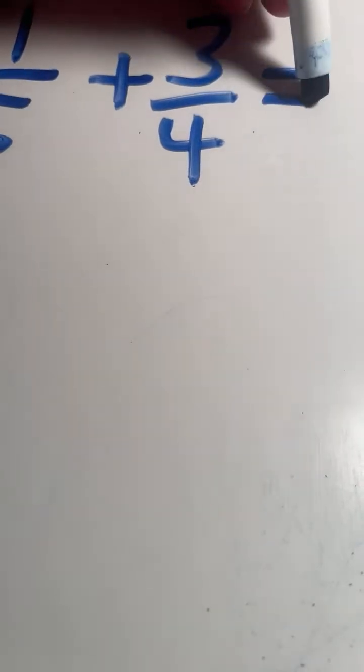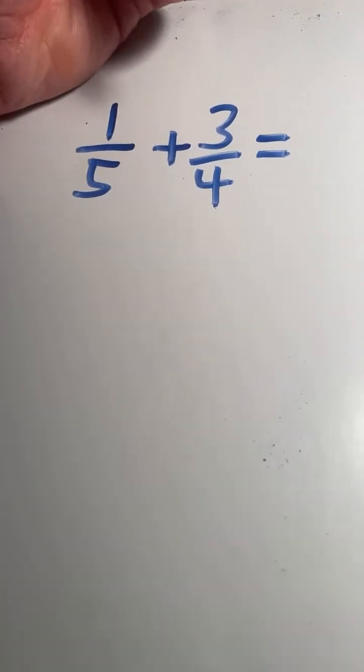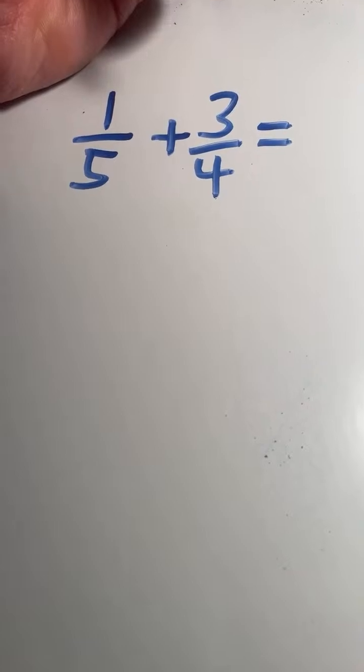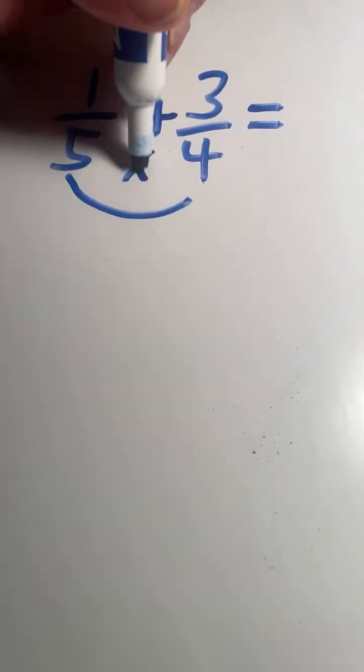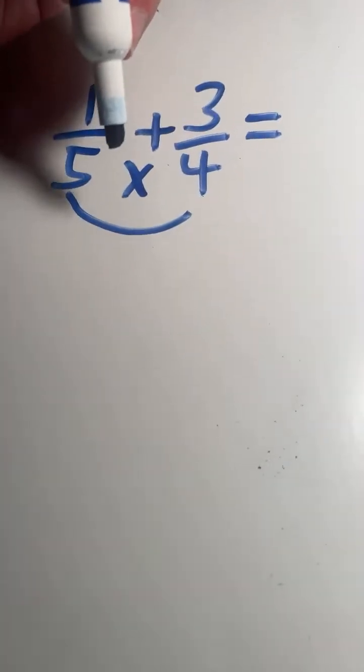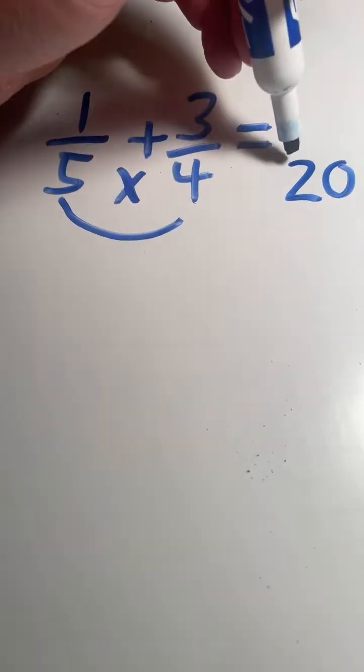All right. Next example. This will probably be the last example problem of the video. So we have 1/5 plus 3/4. So step 1, we multiply our two separate denominators to find a common denominator. 5 times 4 equals 20.